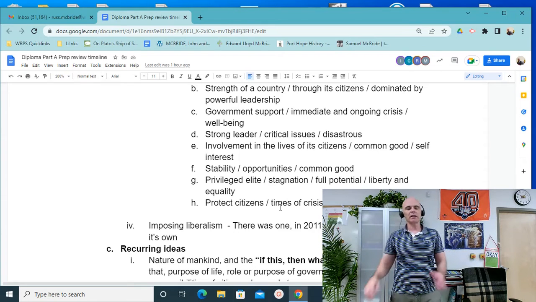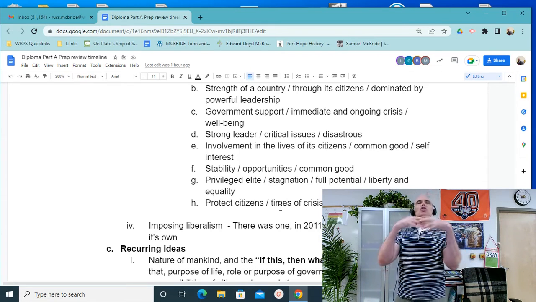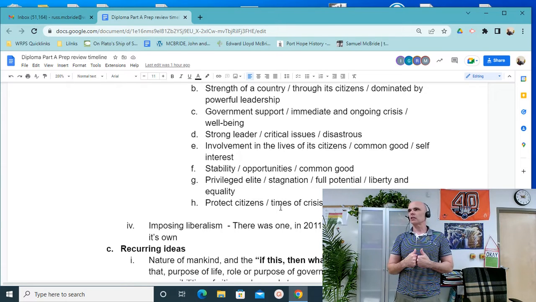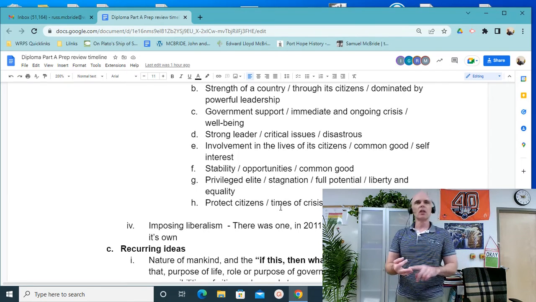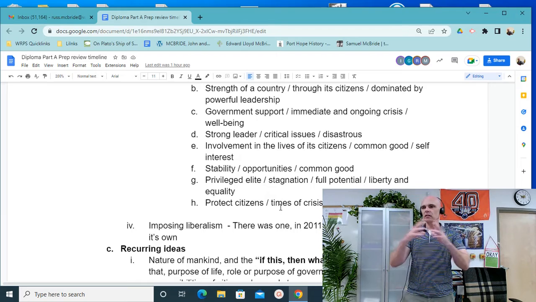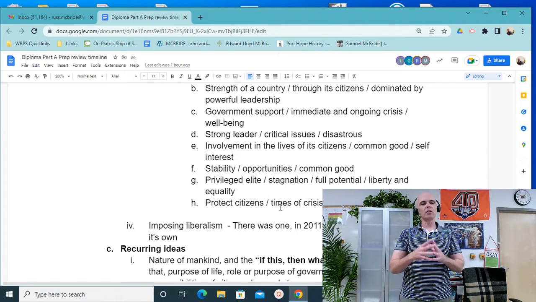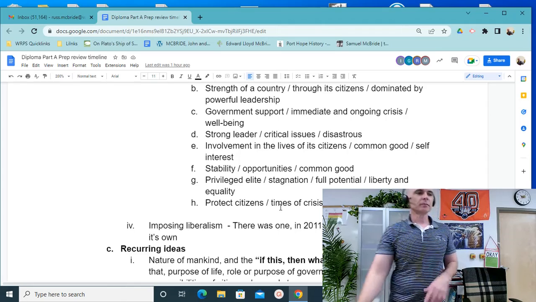If you have something like that, basically it's saying, should we ever impose our ideologies on other countries? We want you to talk about Afghanistan or the war in Iraq, rebuilding Japan at the end of World War II, maybe stopping the spread of communism in Vietnam, containment, Truman Doctrine, things like that.